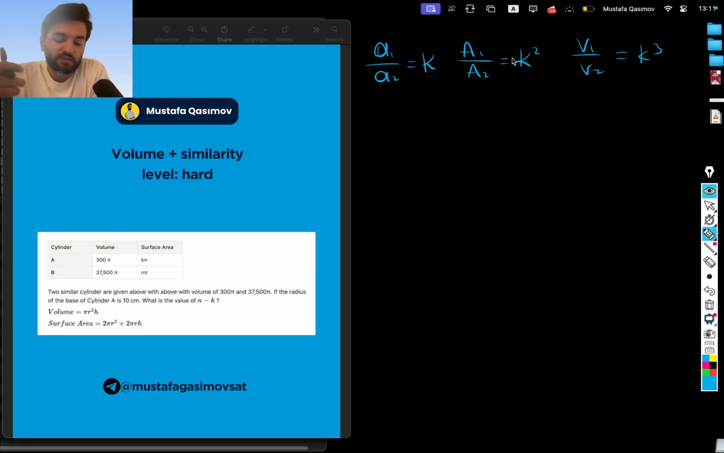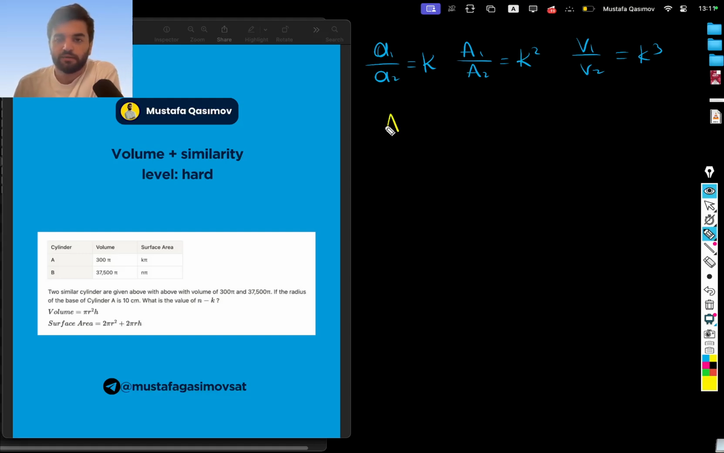It can be diagonal, height, radius, diameter, circumference, perimeter, and so on. A1 over A2 represents areas: surface area, lateral area, area of base, and so on. And V1 and V2 are volumes. It is correct for every similar figures, and all angles are equal to each other for similar figures. Here it says that we have cylinder A, we have cylinder B.